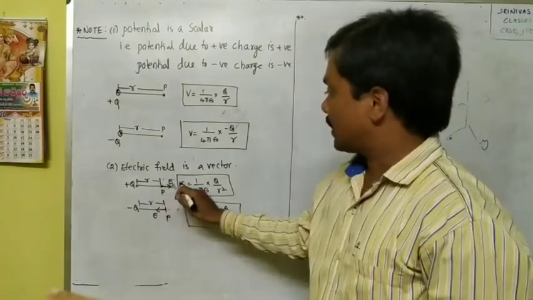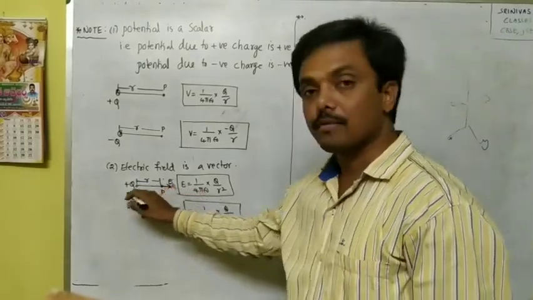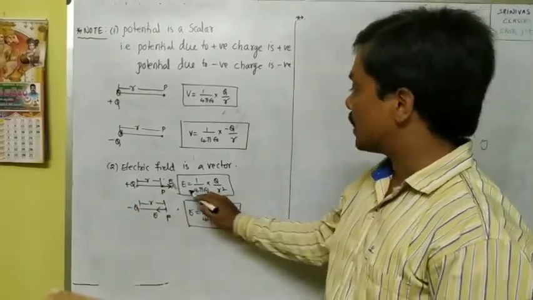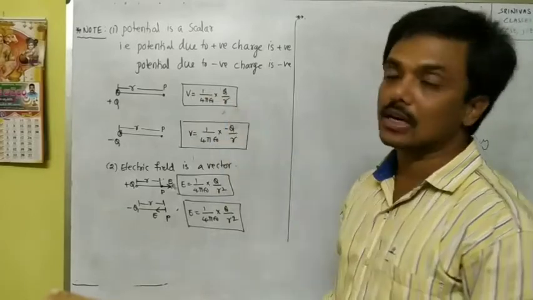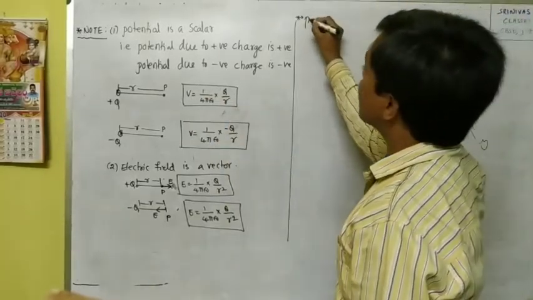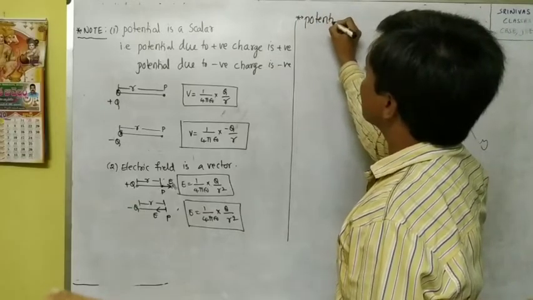Electric field is a vector. It has direction away from positive charge and towards negative charge. This is electric field due to point charge. This is potential due to point charge. And now the next topic is potential due to system of charges.